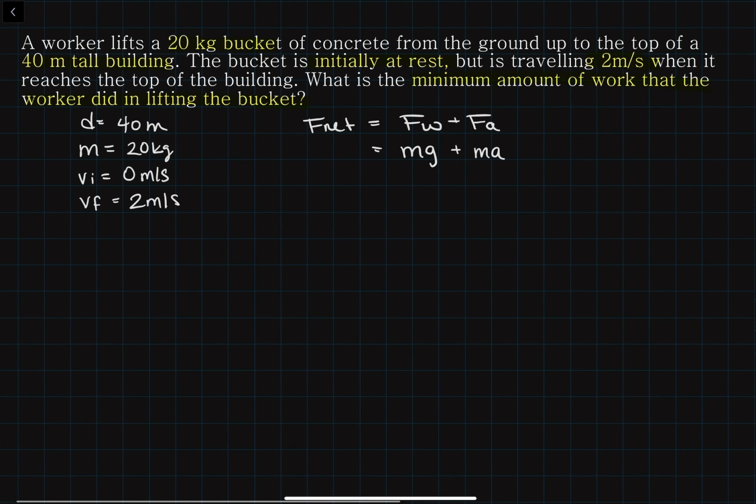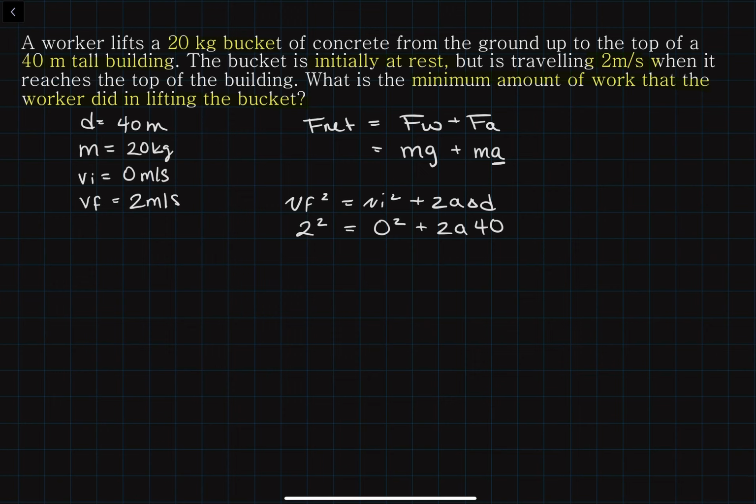So we've got to use our information to find the acceleration, since it's our missing variable. So we'll use the equation: the final velocity squared equals the initial velocity squared, plus 2 times acceleration times the change in distance. So, first of all, we have our final velocity, it's 2 meters per second. Our initial is 0. We want our acceleration, and our change in distance is 40 meters.